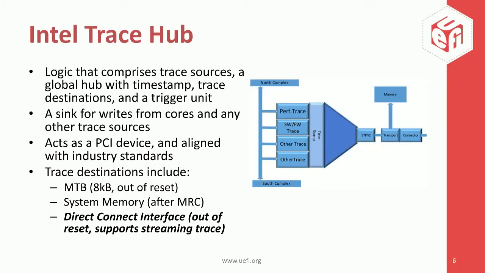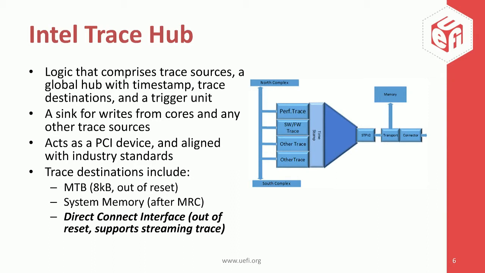So the Trace Hub is really some logic within the Intel part, which has a number of different trace sources feeding into it, and it acts as a hub or a funnel that triggers on events, timestamps them, correlates everything, and then outputs that timestamped data to any of a number of different trace destinations, and it acts as a sink for writes from all of the cores and any other trace sources, and we'll see what those are shortly.